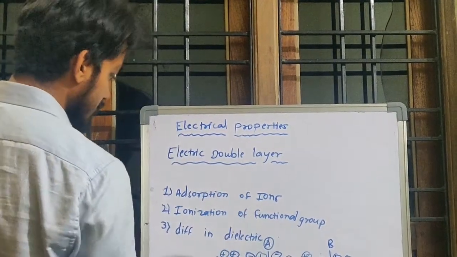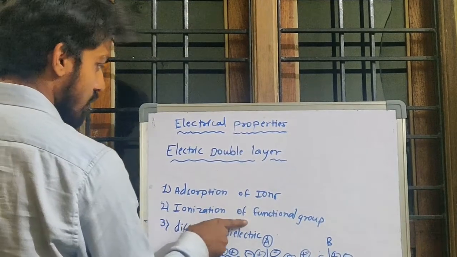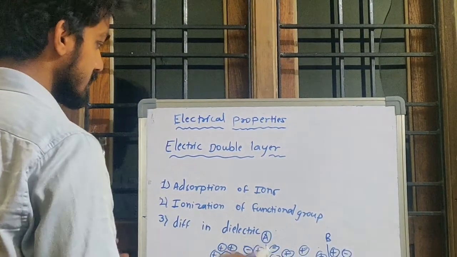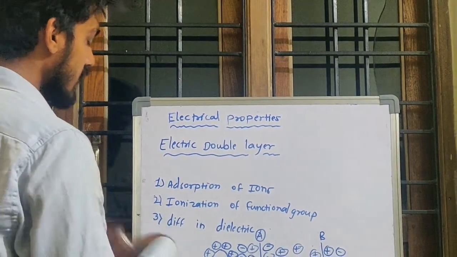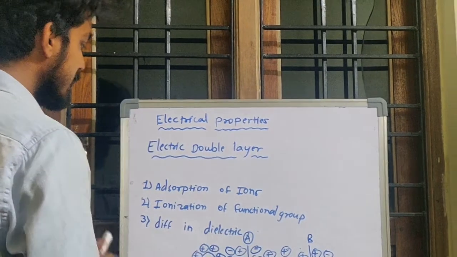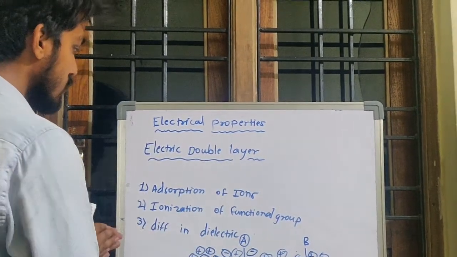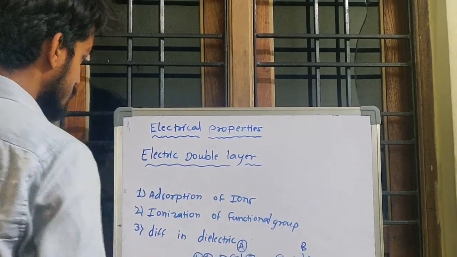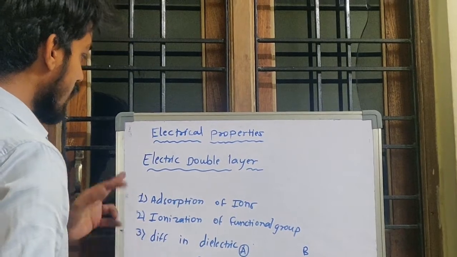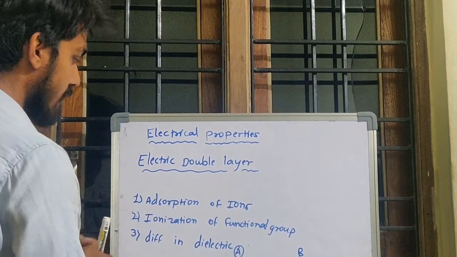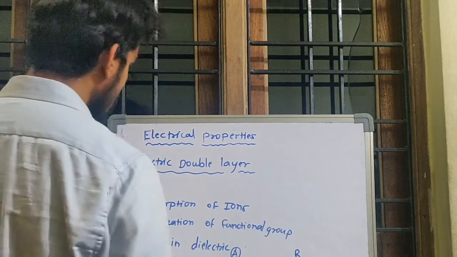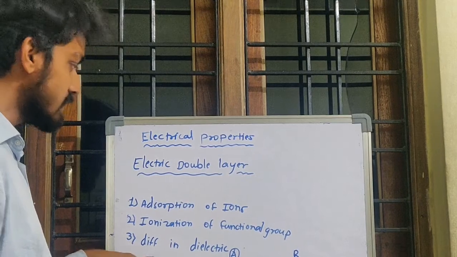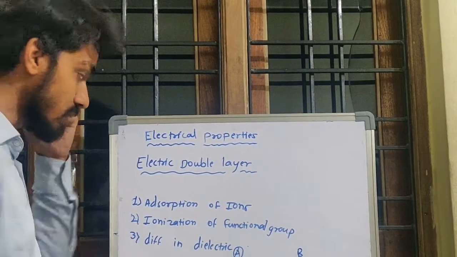Okay, so the second possibility is because of ionization of functional groups. If there is ionization of a functional group associated with our system, then what happens? That functional group gets attached to the colloidal particles. So this is the second possibility of gaining charge by the colloidal or suspended particles. The third possibility is differential in dielectric constant.